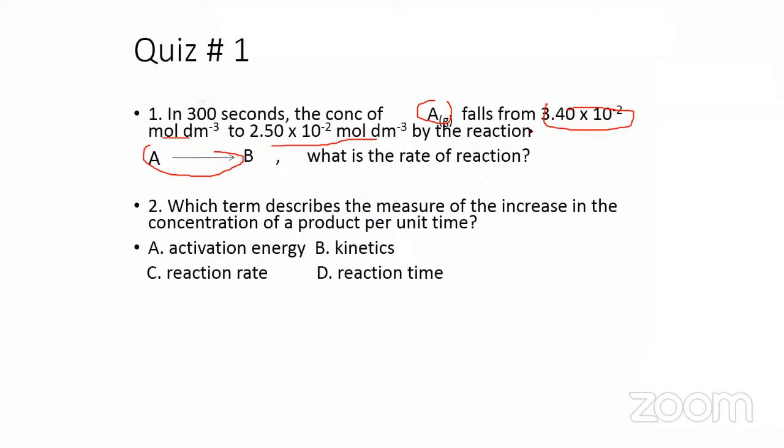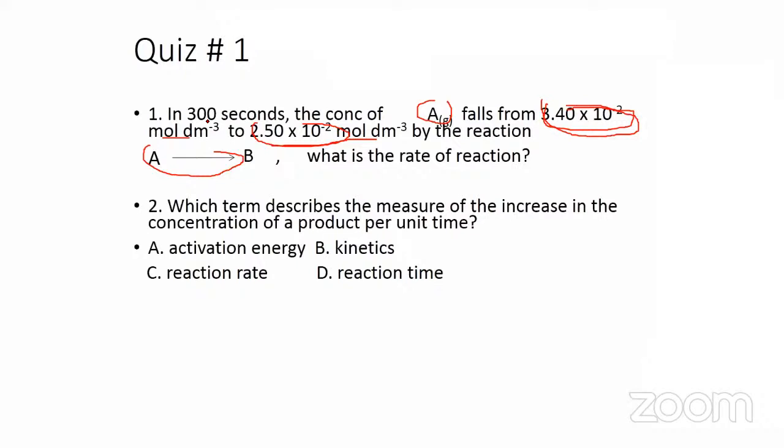This is what you started with, 3.4. It has now decreased to 2.5. What is the change? It's 3.4 minus 2.5. And then when you get that change, you divide it by 300 seconds. So it will give you the rate of the reaction as so and so mole per dm cube per second. If you don't get the right unit, they will not mark it for you.